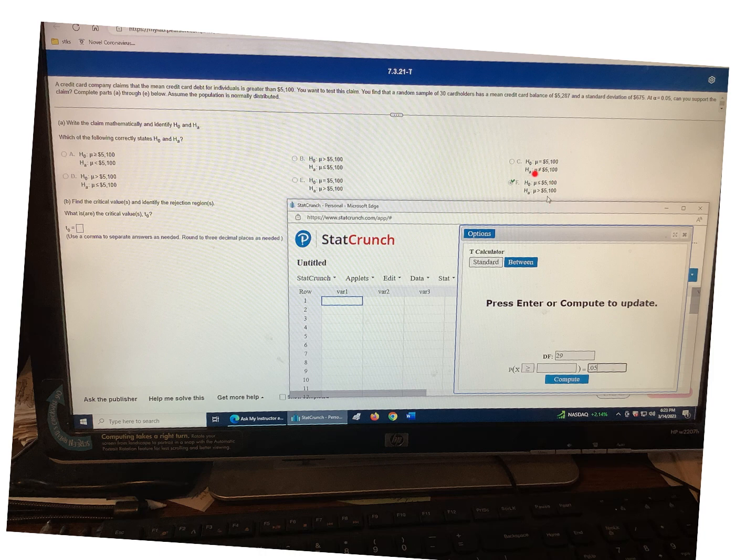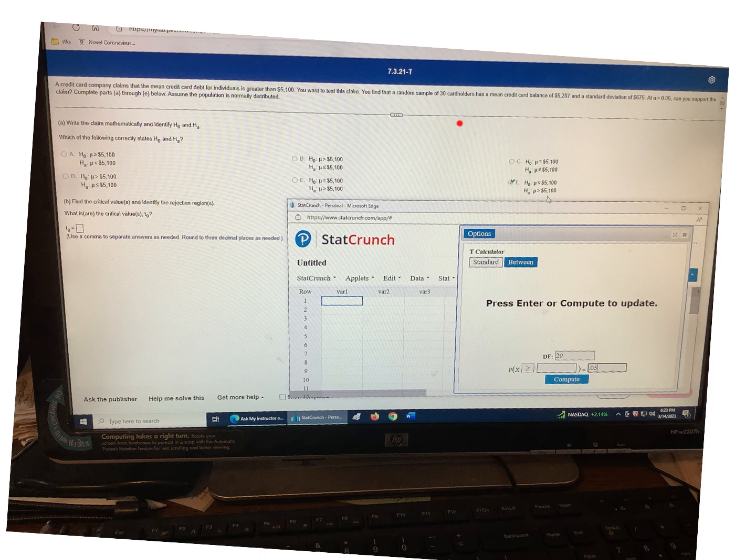And so I guess you got that part right. We want to test that the mean is greater than $5,100, so it's going to be a right tail test. You got a sample of 30 here. The mean credit card debt of that sample is $5,287, standard deviation $675, alpha at 0.05. Can you support it? So I guess you're struggling with the critical value part.